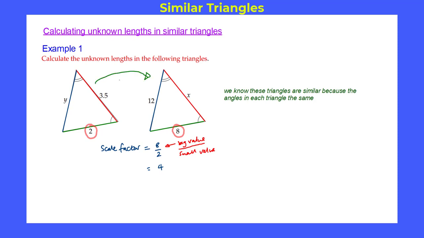This means that every length in the big triangle is 4 times bigger than every length in the small triangle. Or every length in the small triangle, you divide the big triangle by 4. So we work both ways. To find the value of x, we compare the red lines. The big triangle is 4 times bigger than the little triangle, so x is 4 times 3.5. To find the value of y, we're going the other way. The small triangle is 1/4 of the size of the big one, so we do 12 divided by 4, which is 3.